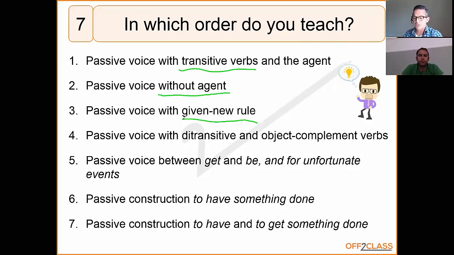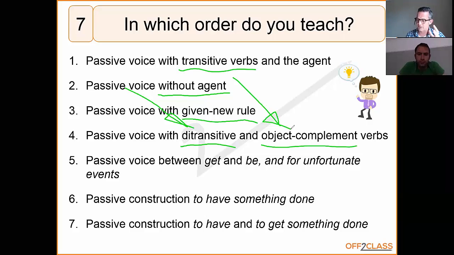Then I introduce the ditransitive and the object complement verbs. Again, you can look for lists of these verbs on the internet. They are available on a number of websites, and in many cases students will already be familiar with these verbs, but it's important for them to understand how the objects in ditransitive verbs can both be the subject, both the direct and the indirect object. So there are two possible sentences, while in object complement there's a slightly different relationship.